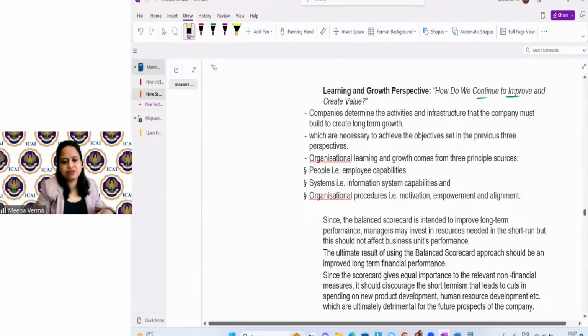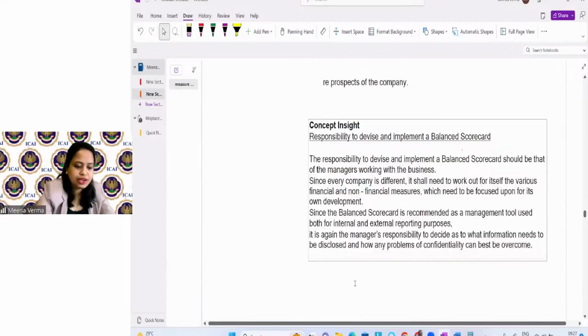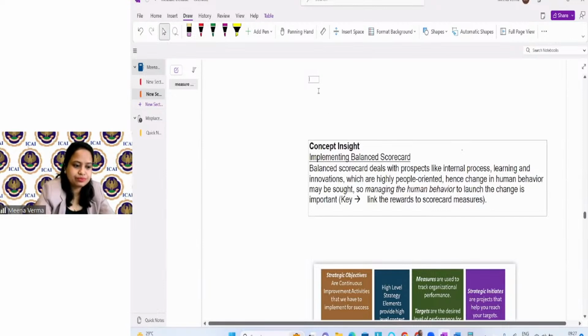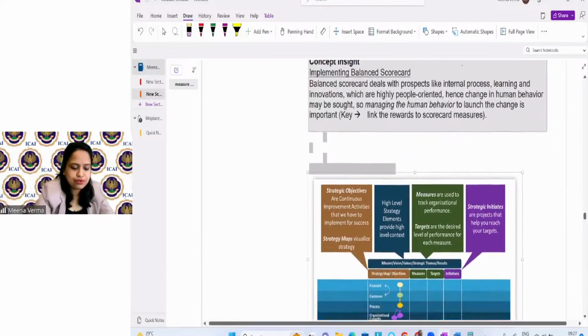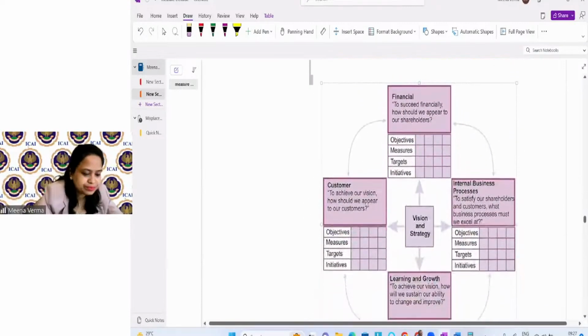Learning and growth perspective. So these are the 4 points that we will check and improve, right? So this is how we will cover all these things. That's it. Balanced scorecard is finished, right? Okay, we still have half an hour. Let's see what else we can cover today.